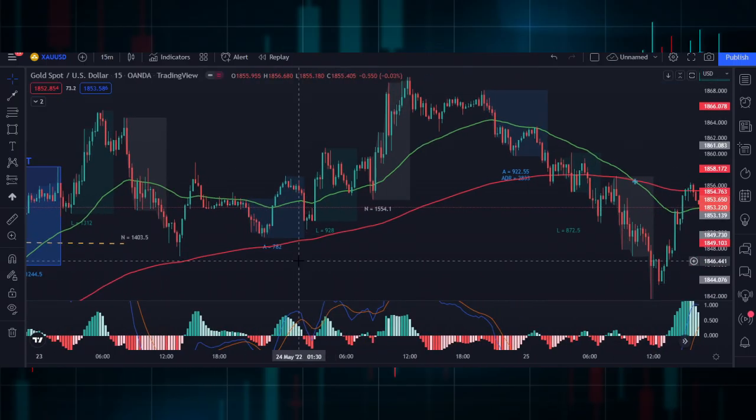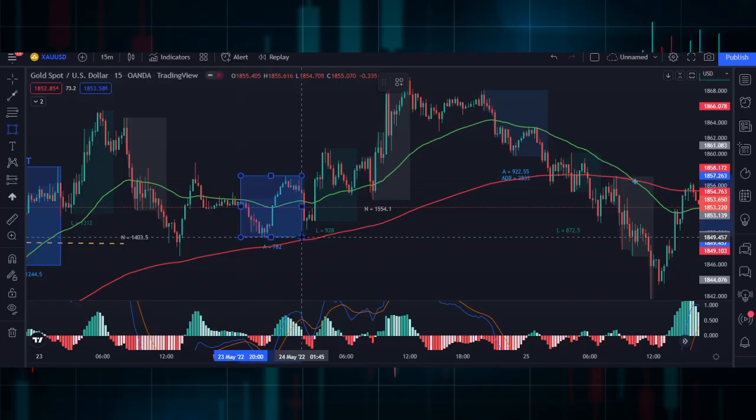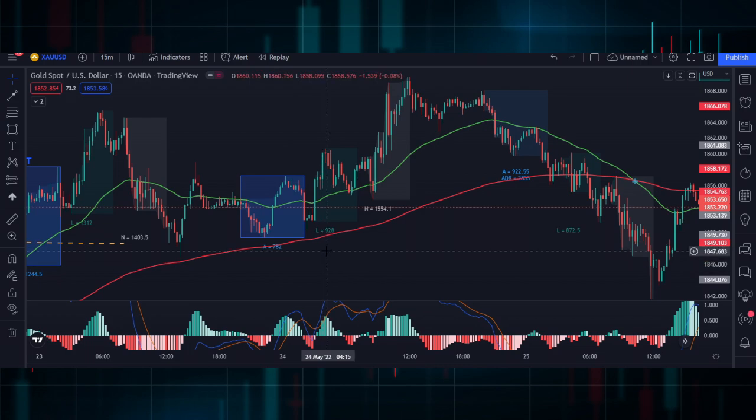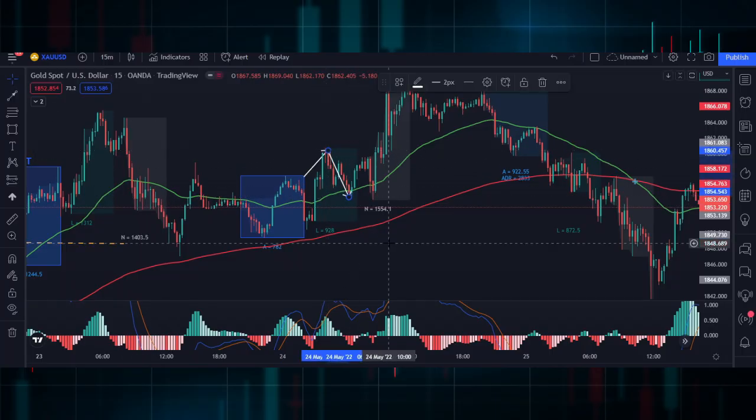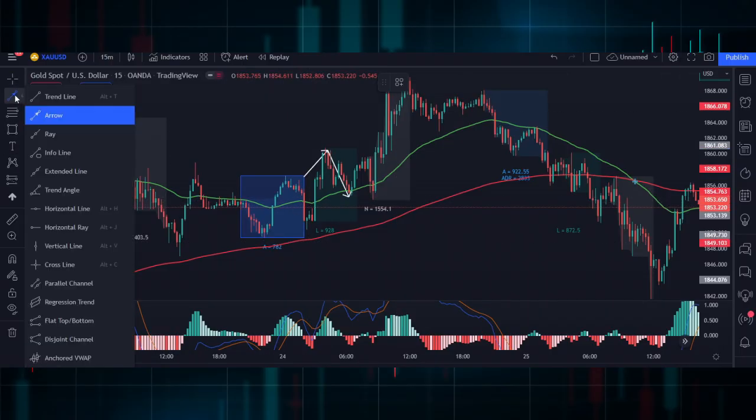Okay, coming in on May 24th, still looking for buys. Let's draw the Asian session box. As you can see, price went above the Asian session box, then came down very close to the middle of the Asian session box. Let's draw the middle. Oh, wrong thing.